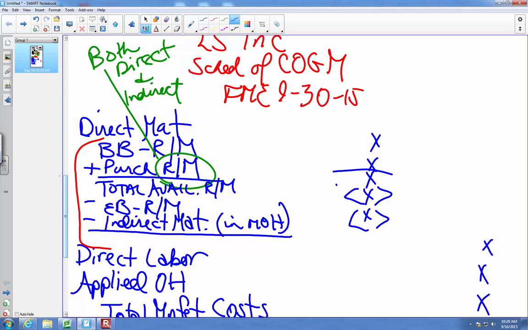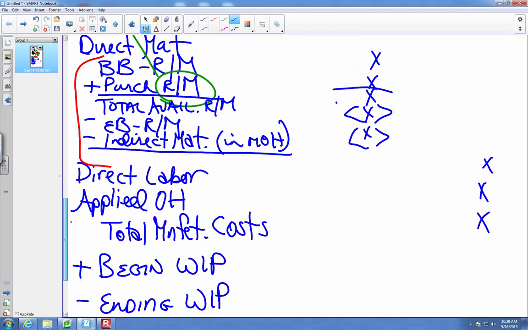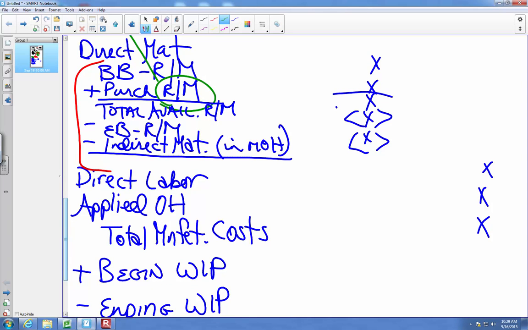Yeah, so direct materials, under indirect material. They didn't give it a title, but I would call it direct materials used. Direct materials used plus direct labor plus applied overhead gives me total manufacturing cost, plus beginning WIP minus ending WIP gives me cost of goods manufactured.